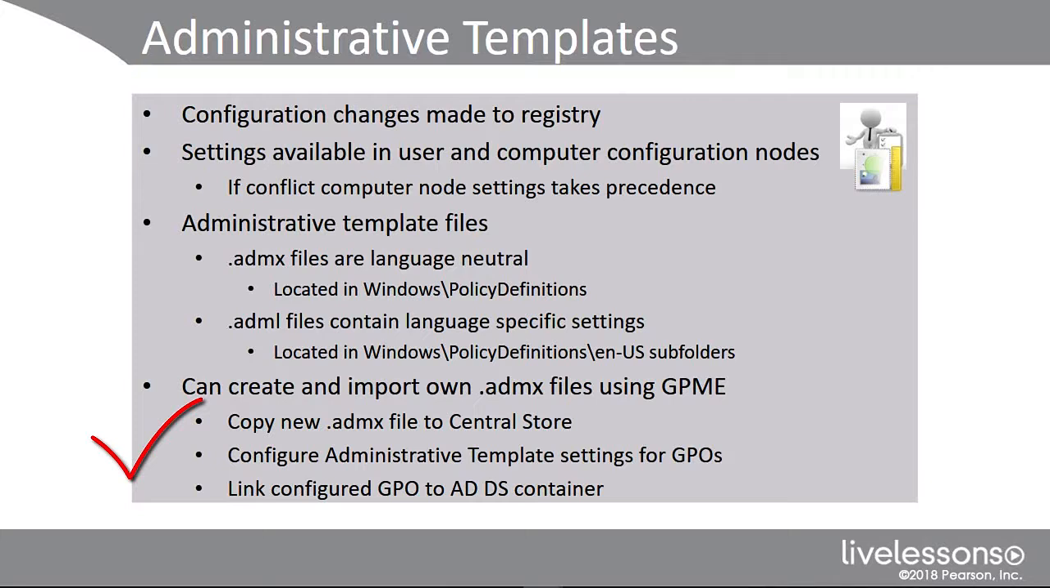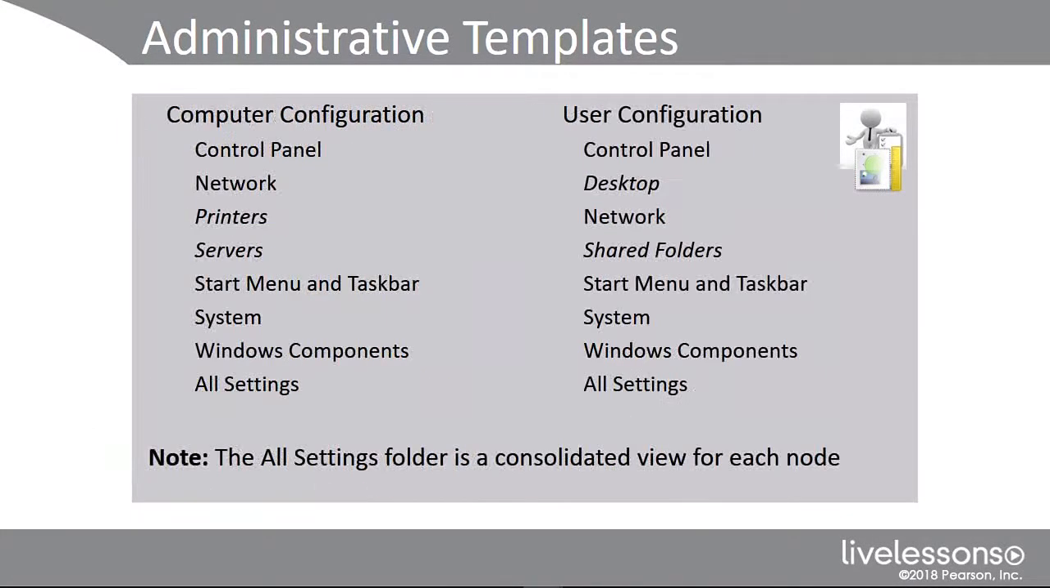So after copying them to the central store, you're going to configure the administrative template settings just as you would any other GPO. And of course, after you configure a GPO, you need to associate it with the ADDS container, and we do so by linking it to the ADDS container. And under each of these template types, we'll see that we have some of these that are italicized. If they're italicized, they're unique within that node. So under both, we have Control Panel, Network, Start Menu and Taskbar, System, Windows Components, and All Settings. Specific to computer configuration, we have Printers and Servers, and specific to user configuration, we have Desktop and Shared Folders.